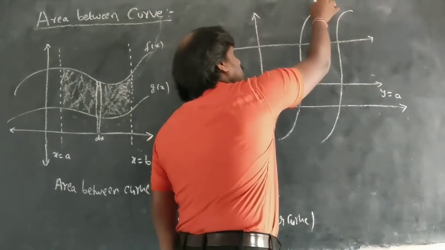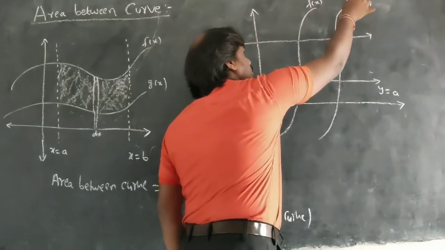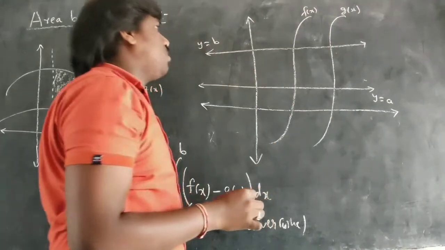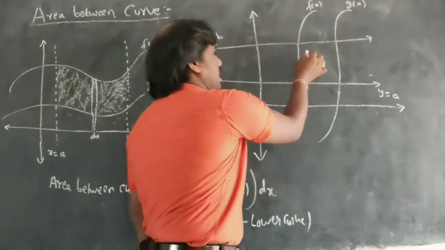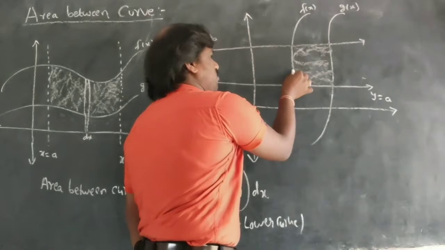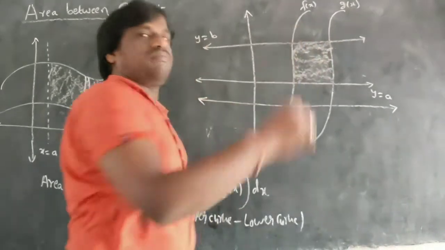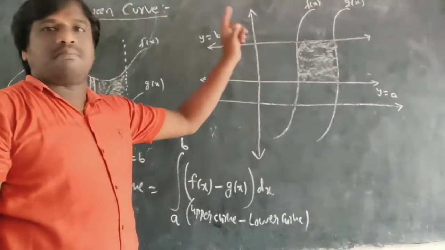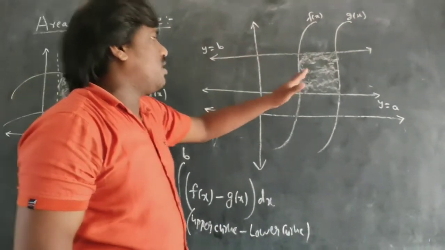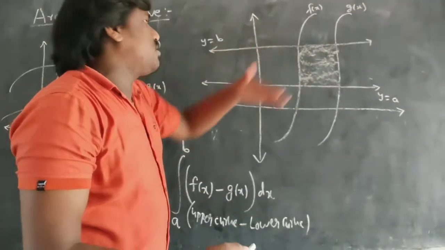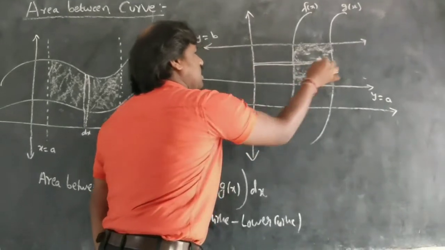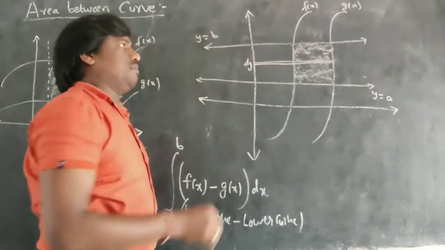One curve is f of x, another curve is g of x. I want to find the area between these two curves. How do we find this area? See here, with respect to the y-axis, if I draw a strip here, this is the dy strip.